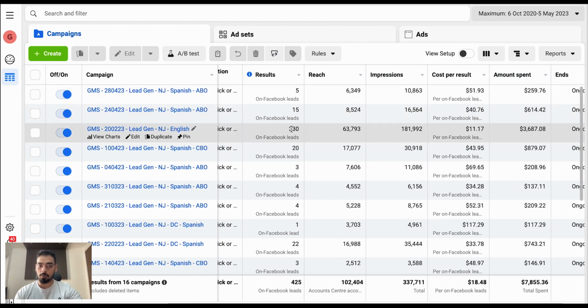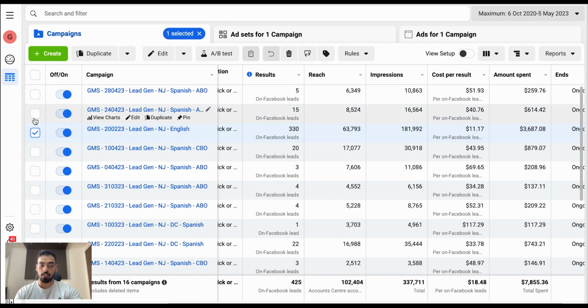So let's look at the cost per result. The cost per result for this ad campaign is really good. That's what matters when we are running lead gen ad campaigns. Cost per lead is paramount. That's not the only thing, but it's one of the most important things that you should be worried about, keeping it down.